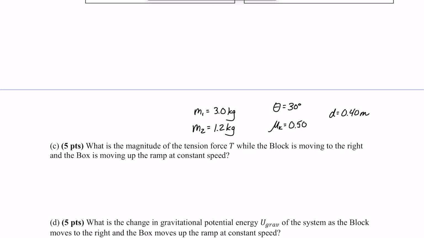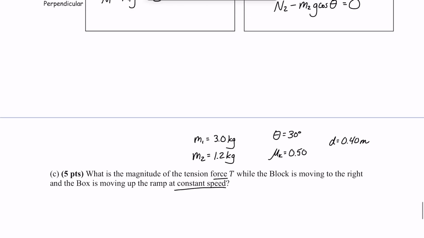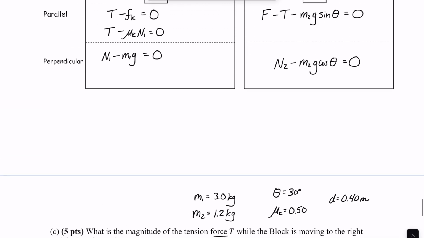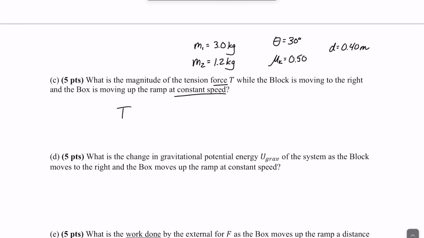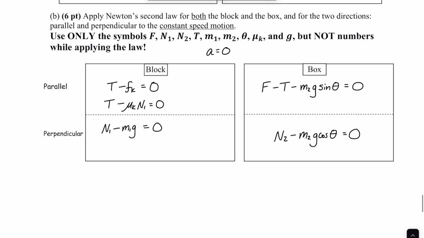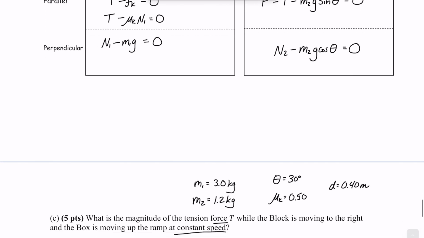So the first computational problem wants us to solve for the tension force when the block is moving to the right, the box is moving up the ramp, and again, everything's still going at constant speed. So we can use our equations that we wrote in part B to solve this. We want to find our tension force. We could use this equation here for it. So I'd have that tension is equal to mu k times my normal force on the block. Yes, block. And then I could use this equation to solve for N1.